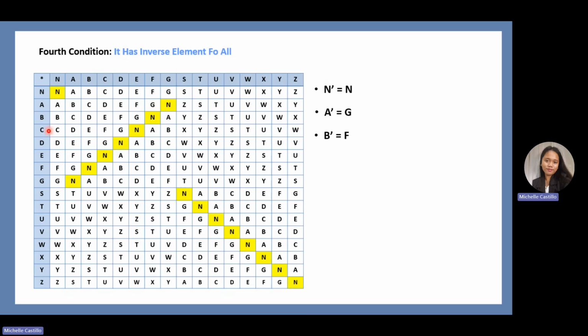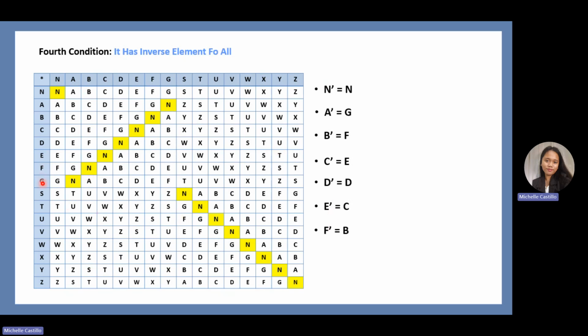So from C to the identity element N is E. Therefore, the inverse of C is E. Then from D to the identity element N is D. Therefore, the inverse of D is itself. Then E to the identity element N is C. So the inverse of E is C. So F to the identity element N is B. So the inverse of F is B.